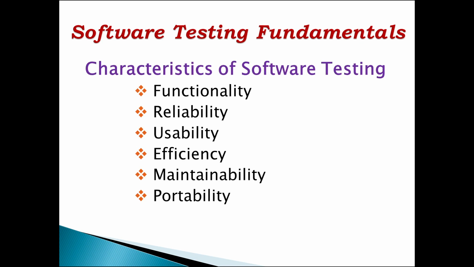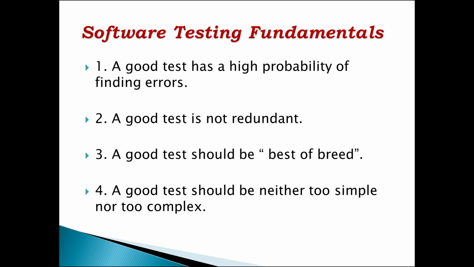Characteristics of software testing: functionality, reliability, usability, efficiency, maintainability, portability. A good software test contains the following characteristics. A good test has a high probability of finding errors. A good test is not redundant. Redundant means duplication, so the test should not be repeated. A good test should be best of breed. A good test should be neither too simple nor too complex.